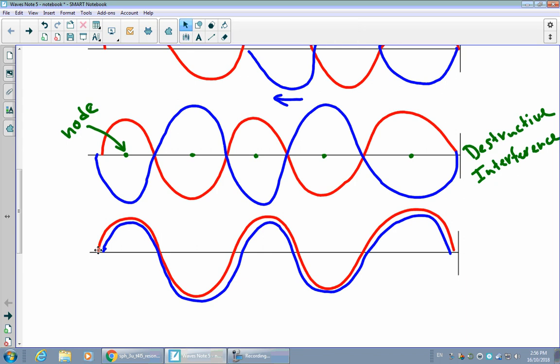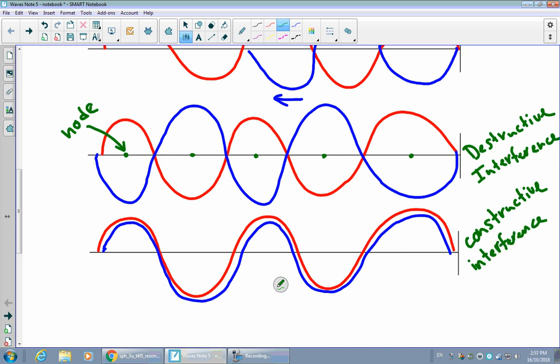So at certain split seconds in time, we would see destructive interference. But now, in this case, all of the waveforms are in phase with one another. They are all overlapping and producing constructive interference. And what we actually get is not one flat, totally straight line.